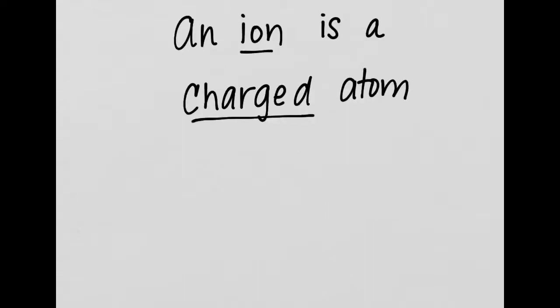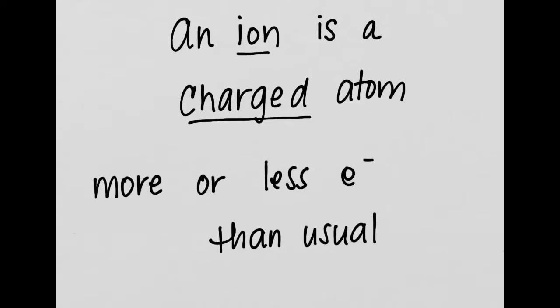When I'm talking about an ion, what I mean is that I have an atom with a charge on it, and the reason it has a charge is because it either has more or less electrons than it usually has. The key phrase, more or less electrons than usual, means I have a different number of electrons, and that is so easy to do. In fact, the way that electrons behave is the basis for every chemical reaction.